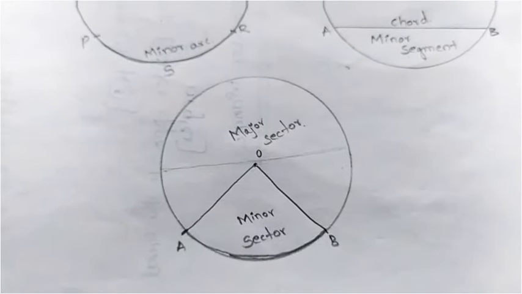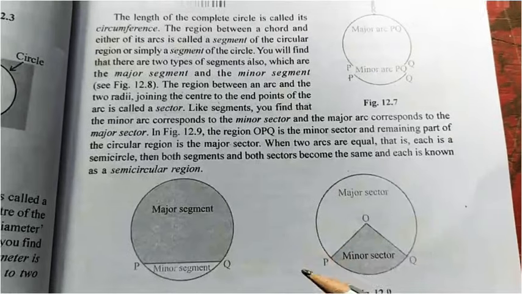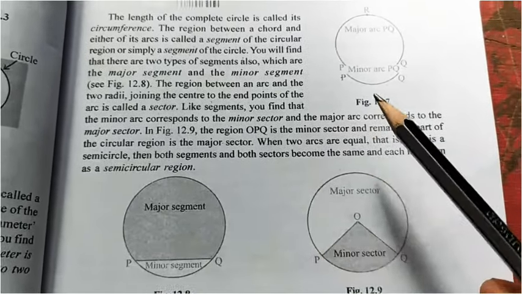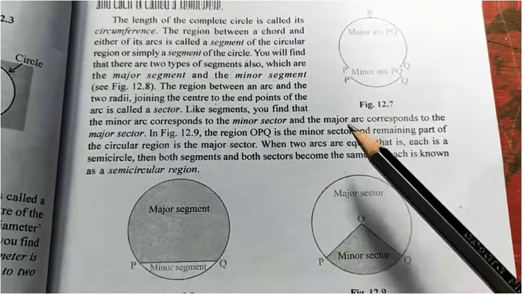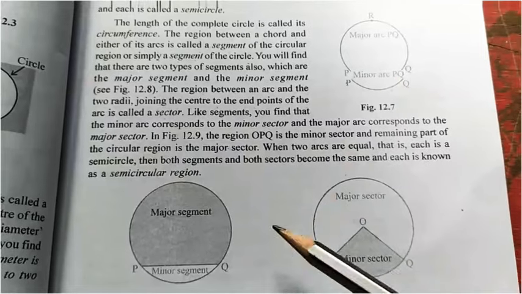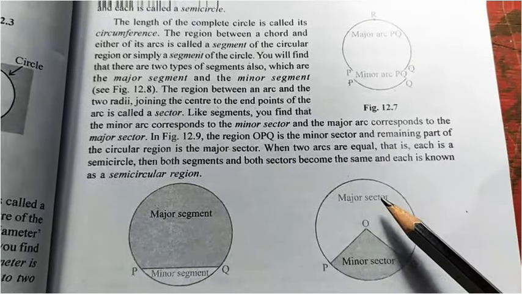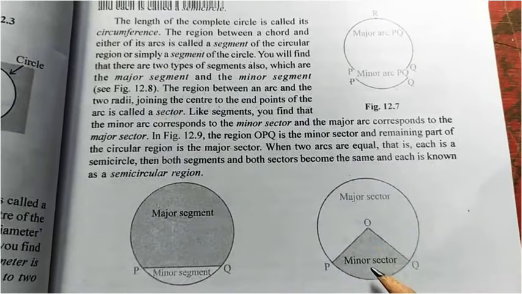So to understand all the concepts, once again you go through your textbook also, that is page number 57. They have given definitions of minor arc, major segment, minor segment, major sector and minor sector. Okay, now going to the exercise, first one. In exercise 12.1, filling the blanks are there.